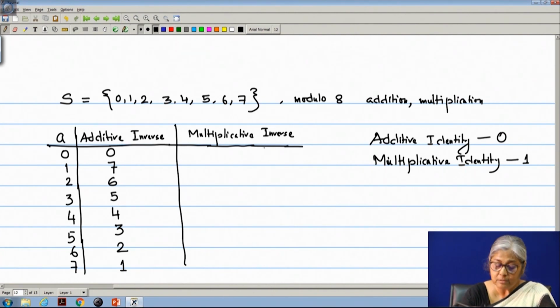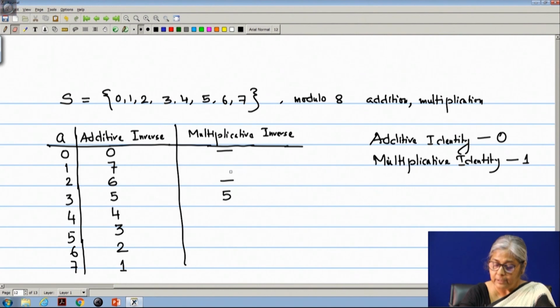What about multiplicative inverse? We do not consider 0, because we know that there are no zero divisors. So, multiplicative inverse does not exist for 0. Now, for 7 we get the multiplicative inverse 7, because 7 into 7 is 49, and we have just seen that 49 modulo 8 is 1, but for 6 it does not exist. Then for 5 it is 5.